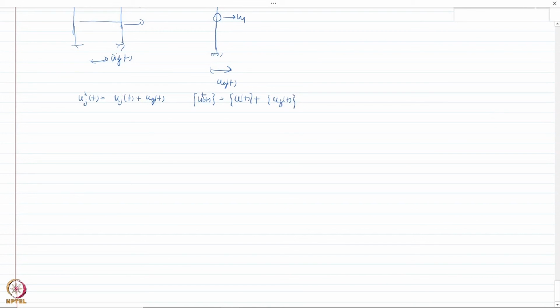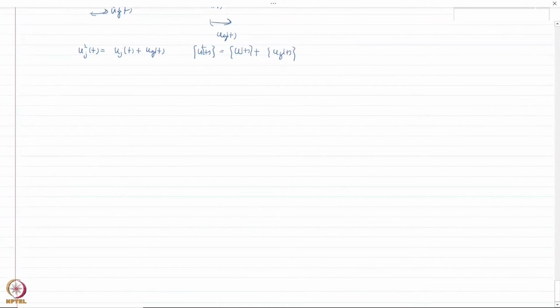Now, if my degrees of freedom are not along the ground excitation, then we write this as u(t) plus some vector L times ug(t). Not acceleration, we are still considering the displacement here. Sorry, let me write it again here.